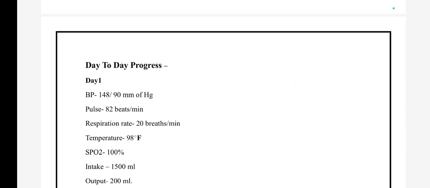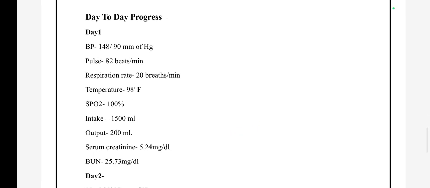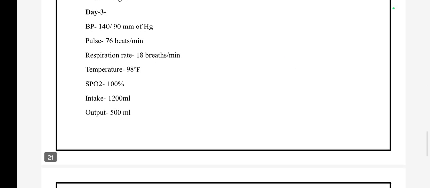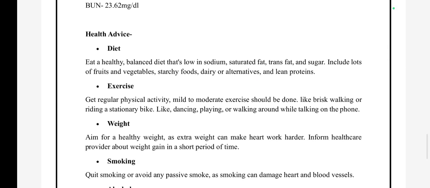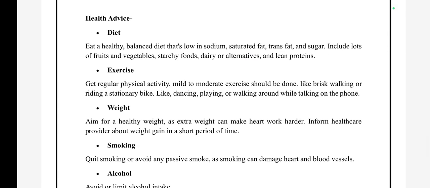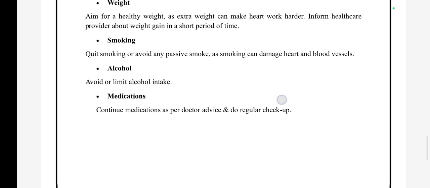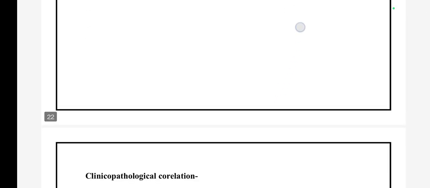For the case presentation, you have to take the patient for a minimum of 3 days, 3 to 5 days, and you have to mention the patient's progression from day 1: the vitals, the urine output, the intake and output, and the creatinine and BUN levels. Next, the health education or health advice depending on diet, exercise, weight, smoking and alcohol. Okay, so that's it for today's video.